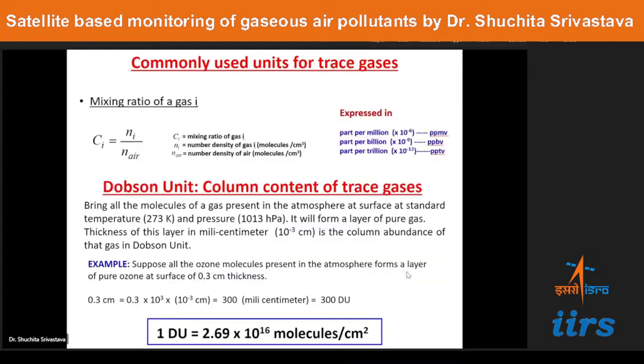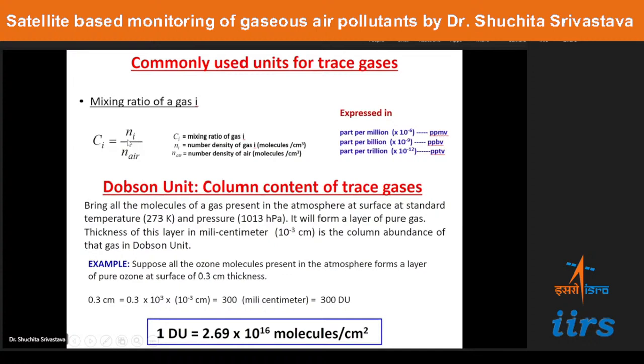Now, before going ahead, we should understand the commonly used units for air pollutants. Trace gases. Basically, this lecture will be focused on trace gases, right? So here you can see the mixing ratio. Generally, in the atmosphere, we express major gases like nitrogen and oxygen in percentage, but pollutant gases are present in very, very small amount in the atmosphere. So we do not express them in percentage. We express them in terms of mixing ratio, right?